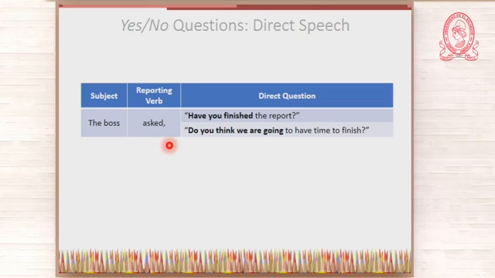Remember that here we have the exact words. How do we know? Quotation at the beginning, quotation at the end. And after asked, what do you have here? Yes, you have a comma. The boss asked, pause, comma, have you finished the report? Or in the other example, you have the boss asked, do you think we're going to have time to finish? Okay. How do I know it is direct speech? How do I know these are the exact words that the boss said? Because you have a quotation and you have a quotation at the end. Okay. And after the reporting verb, you have a comma.